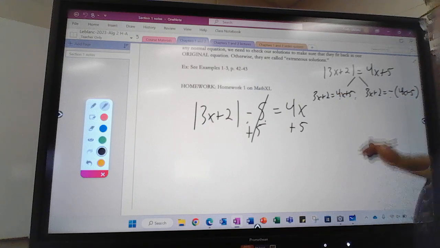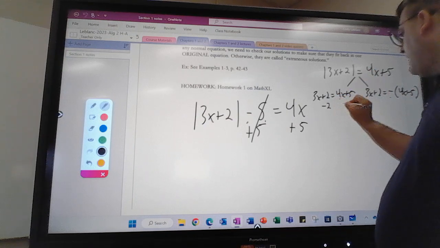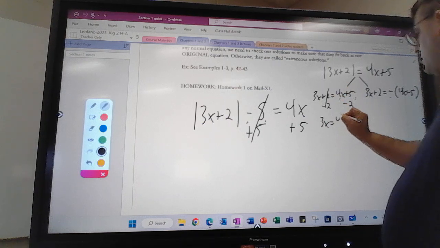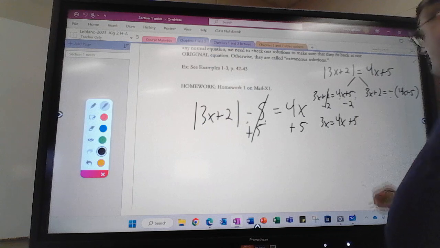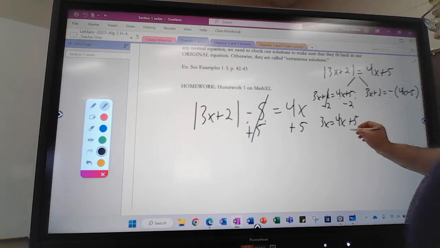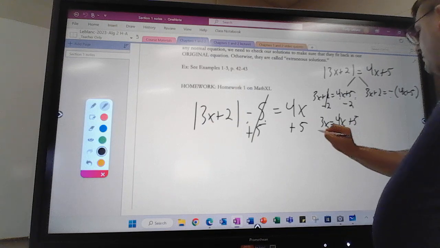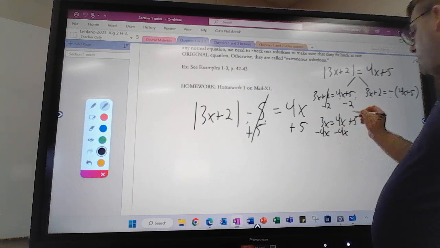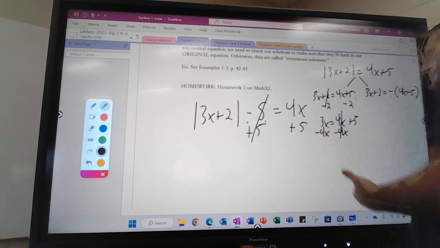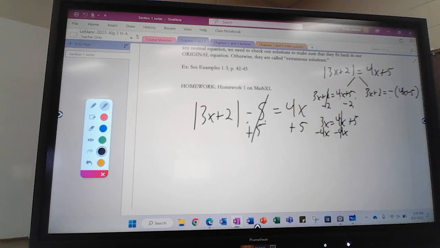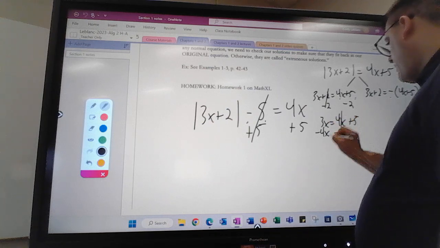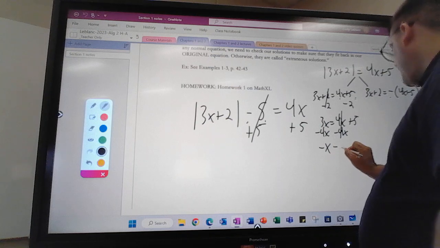Let's solve this. I'm going to subtract 2 on both sides. So 3x equals 4x plus 5. I'm going to subtract 4x on both sides. The way that you solve equations is not going to be the same every time. You may have decided to subtract the 5 first instead of the 2. So 3 minus 4, that's negative 1x equals 5.